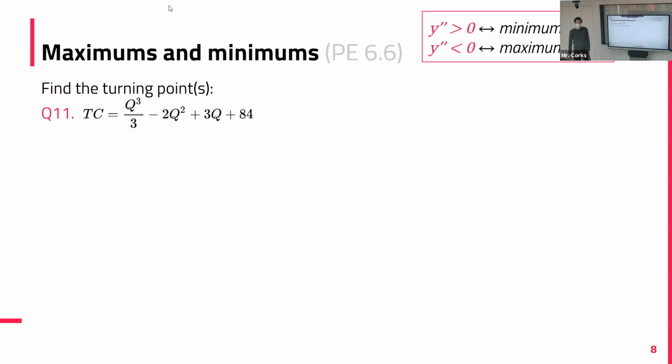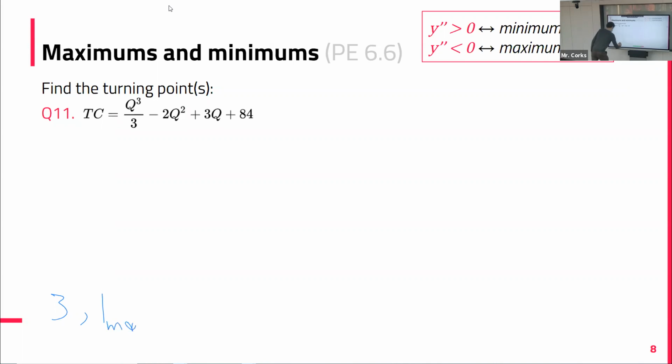You guys have answers? Okay, tell me the turning points. 3 and 1, okay. And what are they? This is a max, and 3 is a... okay. Let's take a look and see if we get the same answers here.